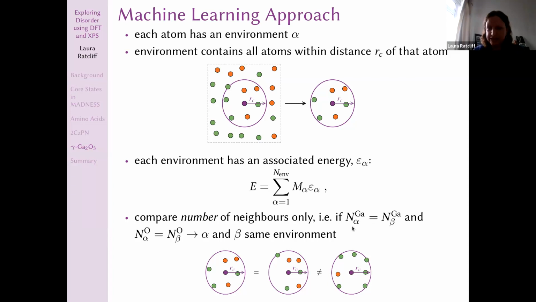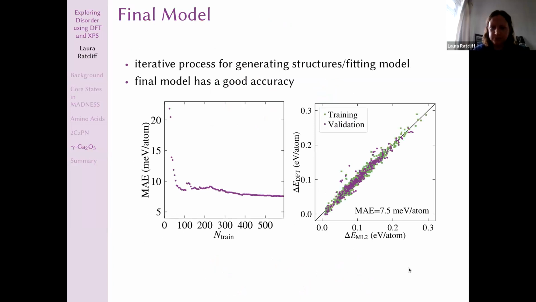We basically say that if the number of gallium atoms in one environment is equal to the number of gallium atoms in another environment, and the number of oxygen atoms is the same in both environments, then these are the same environment. So in these two cases, we have 3 orange atoms, 3 green atoms, they're the same. In this case, we have a different number of orange and green, so they're different. So it really is very, very simple, but actually works surprisingly well.